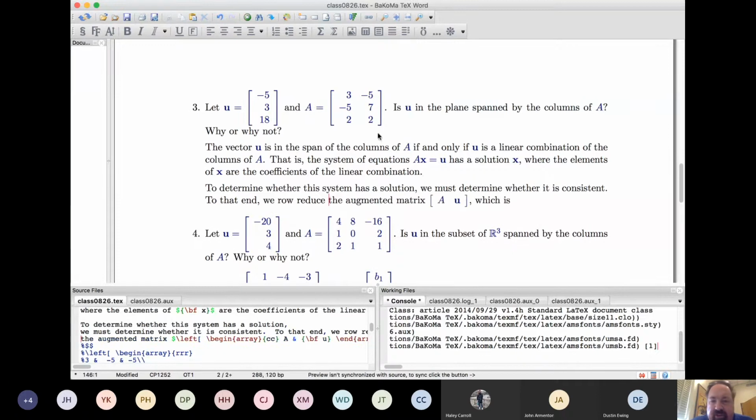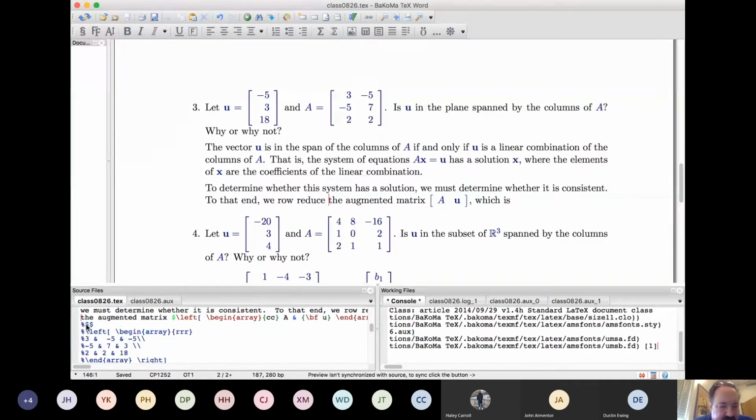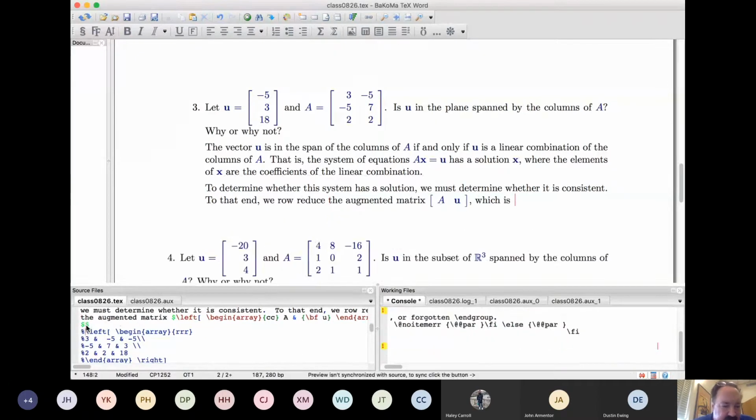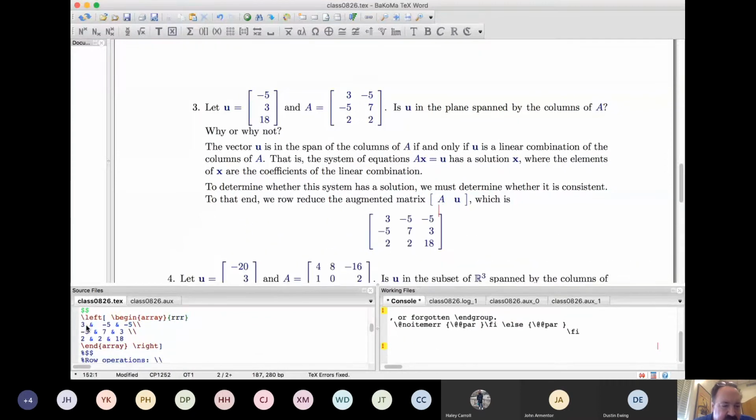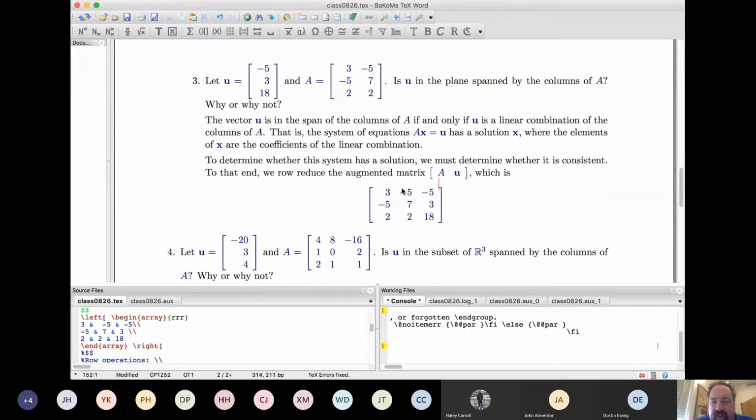So what we do is take the columns of A, and then add on U as an additional column. Now we have an augmented matrix. That's how these kinds of problems are going to go. Based on what the question is asking, determine what system of equations needs to be solved, and then make the augmented matrix for that system. So here's the left side, right side.